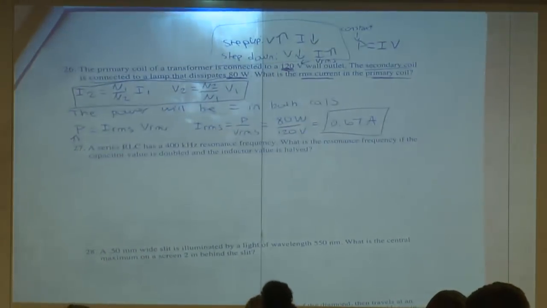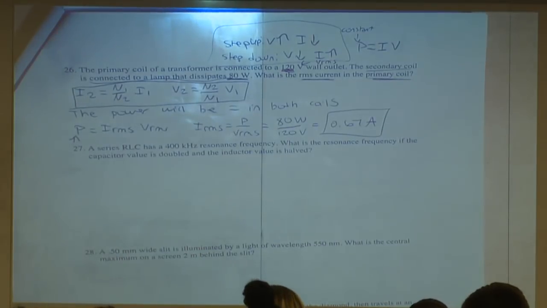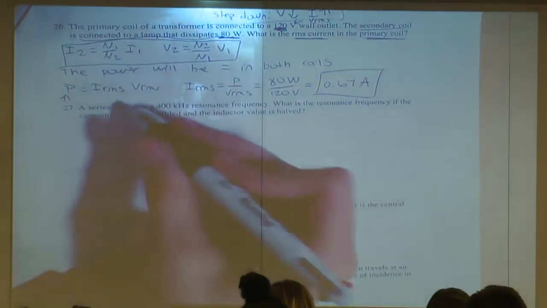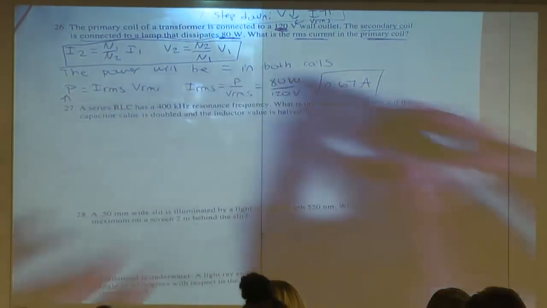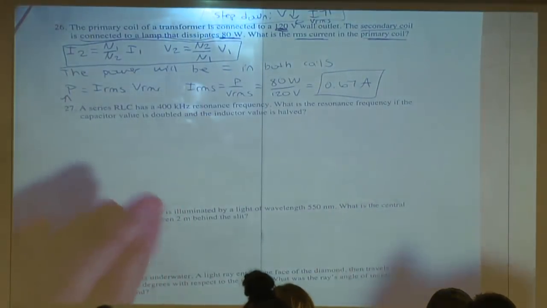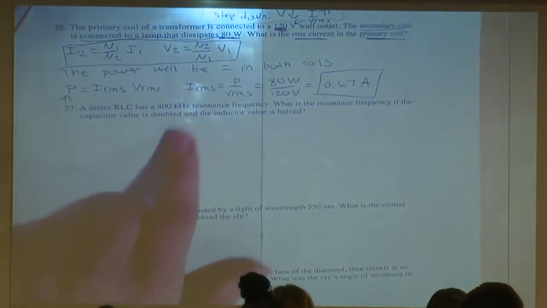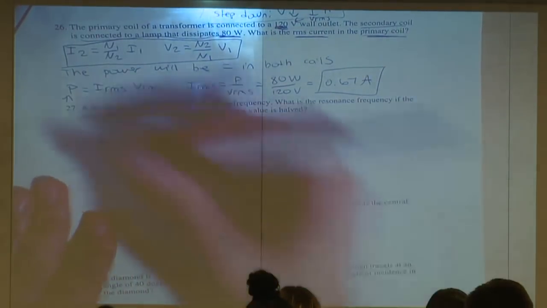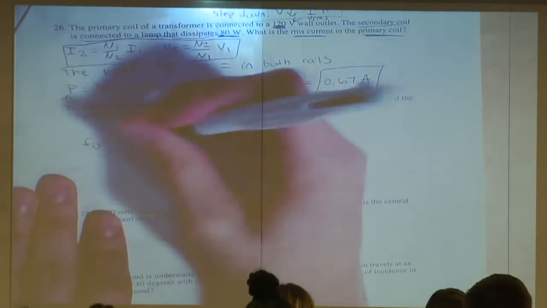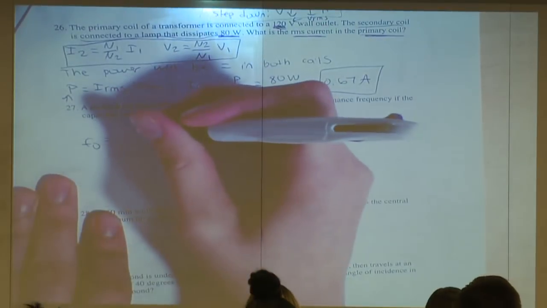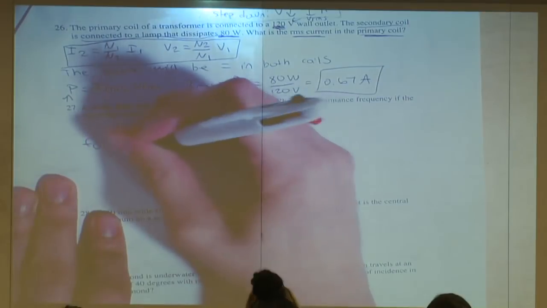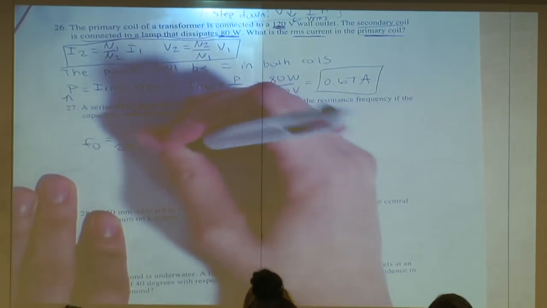Okay, so for number 27, it says a series RLC circuit, so that means resistor, inductor, capacitor. It has a 400 kilohertz resonance frequency, and you're given the formula for that. It's F0 equals, and that means resonance frequency, 1 over 2 pi square root of LC.